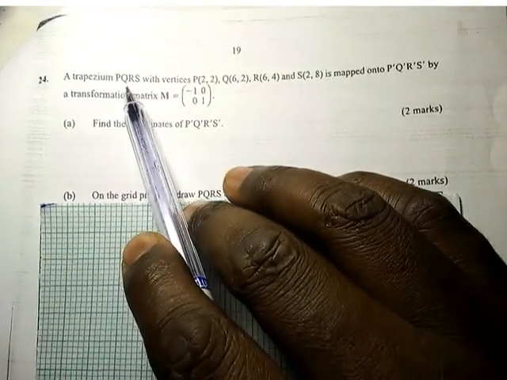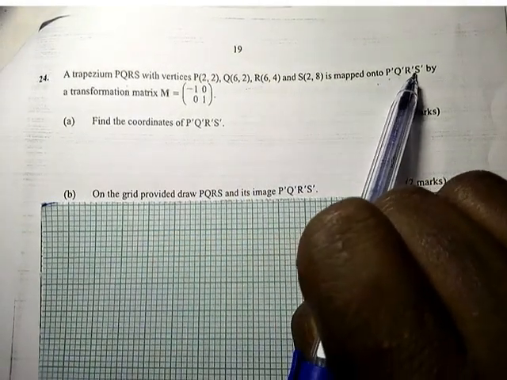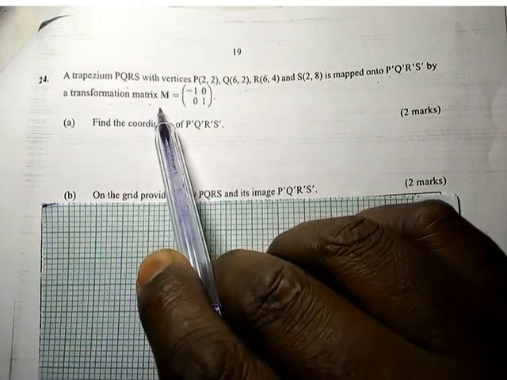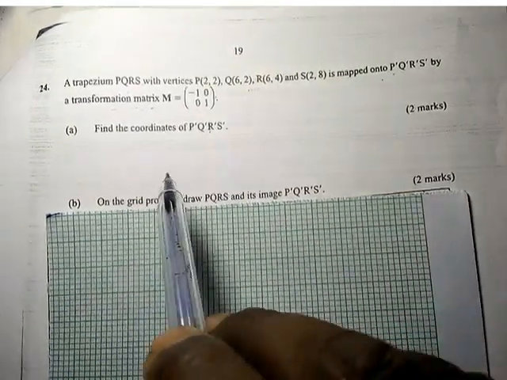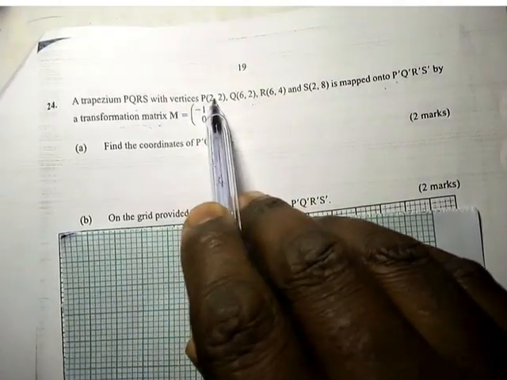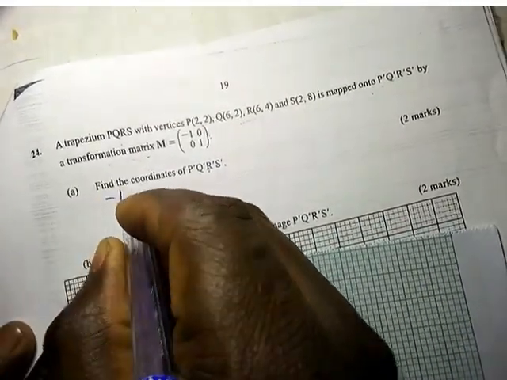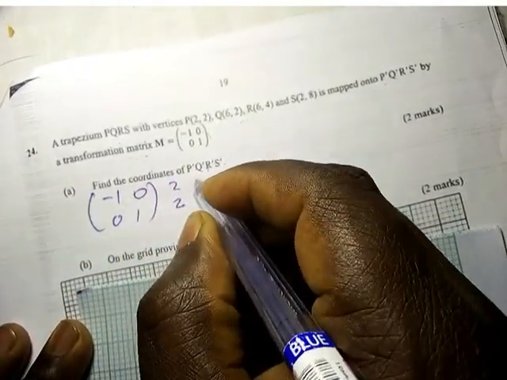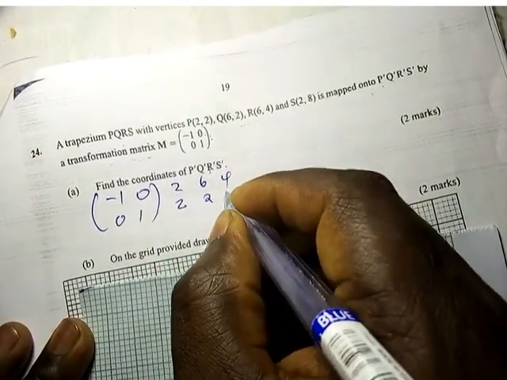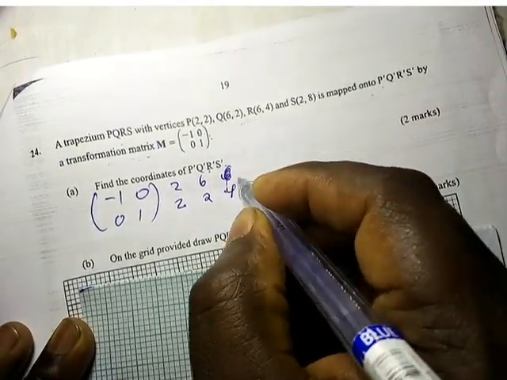A trapezium PQRS with vertices this is mapped onto P'1 by a transformation matrix this. Find the coordinates of this one. So with that one we will multiply the object, we pre-multiply the matrix with the object. That's very simple. Now we have -1 0 0 1 times 2 2 6 2 4 6 4 6 4 and 2 8.